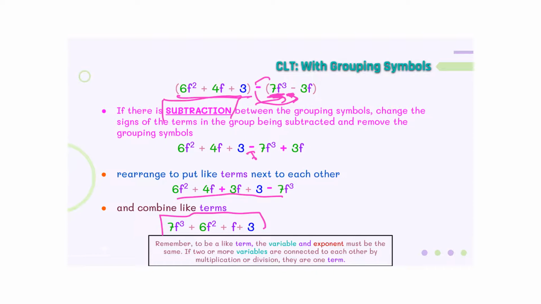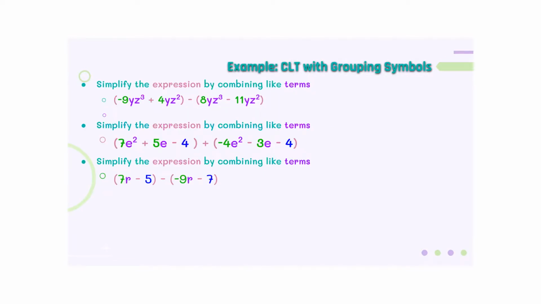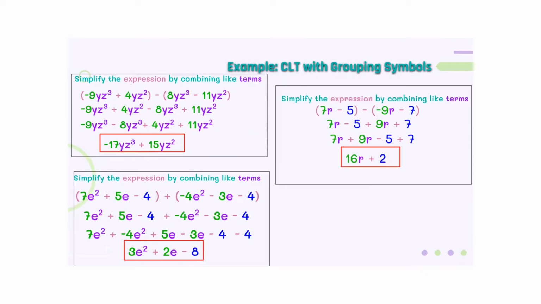So here, if you would have written 6f squared plus 7f plus 3 minus 7f to the third, it would have been correct. I would have marked it correctly. So now you try. Simplify the expressions, this one, and this one, by combining like terms. In this expression, it's being subtracted, so I need to change the sign of the terms that are being subtracted.